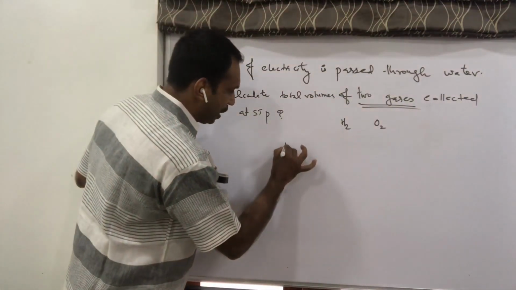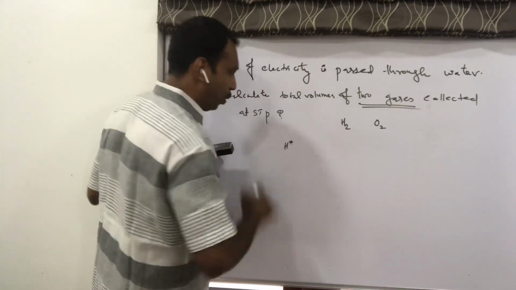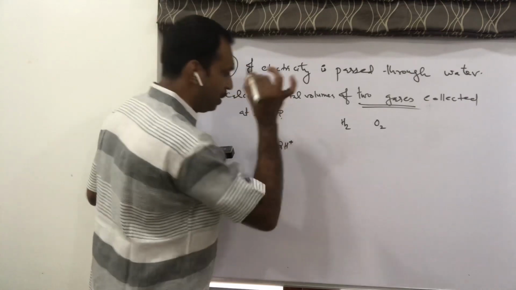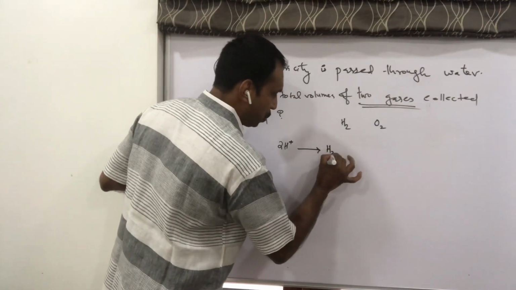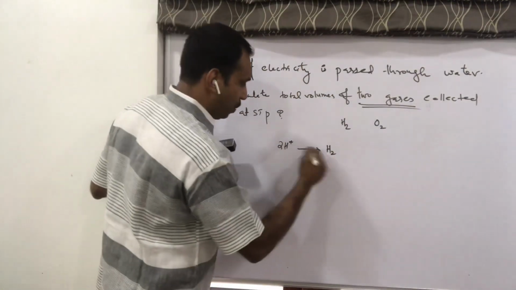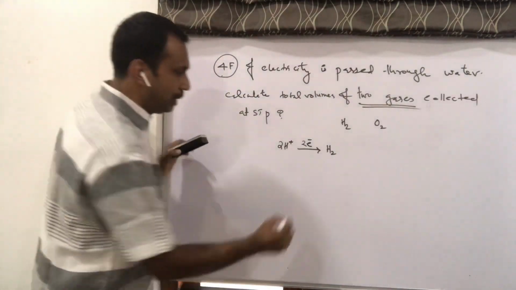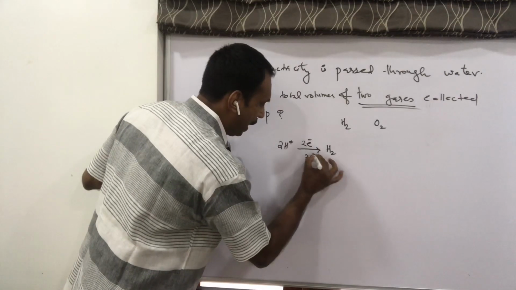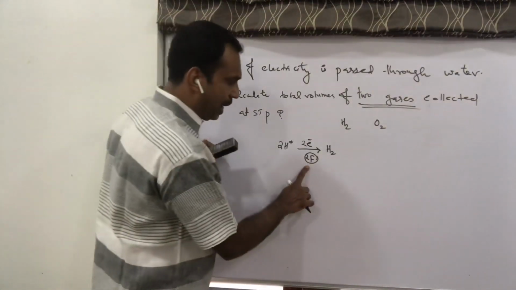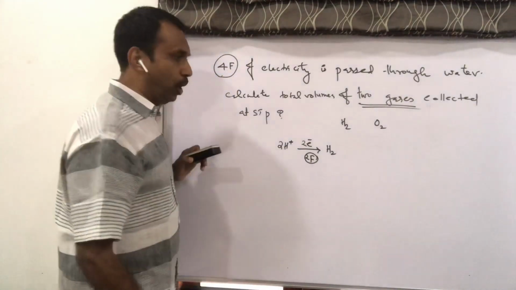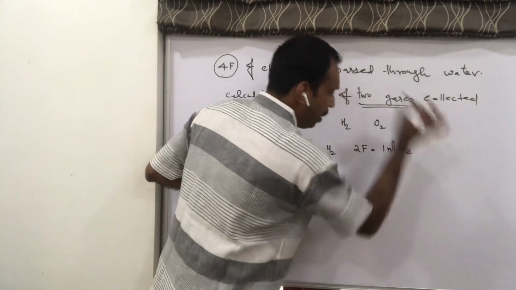We know hydrogen ion, that is H+. Then in the last video, I told you that hydrogen is diatomic, so we should write 2H+. 2H+ converted into H2. You see, the number of electrons involved is 2. So this conversion requires 2 Faraday of electricity. So we get a relation: 2 Faraday will produce 1 mole H2. Alright, 2 Faraday will produce 1 mole hydrogen.